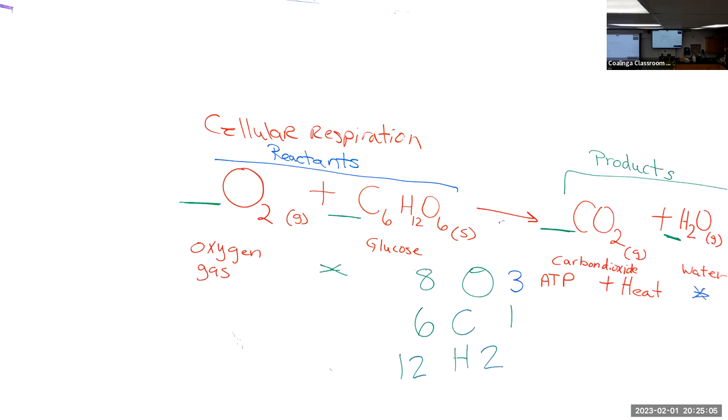The best way of doing it is finding the elements that are not combined with a whole bunch of other elements, so you can balance them off easily. If we look at it here, we have 12 hydrogens over here and two hydrogens over here. How can I make it so there's 12 on the other side? What can I multiply 2 by? 6. Okay, I can multiply by 6. There are 2 hydrogens here, so if I put a 6 in front, that gives me a total of 12 hydrogens. Then cross this out. And now I have 12.